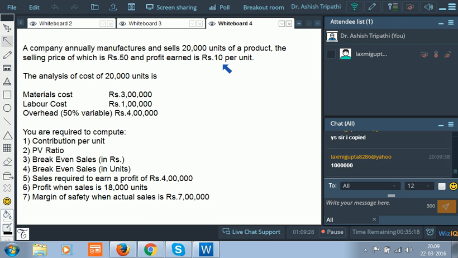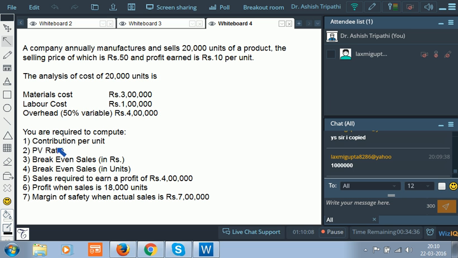And profit earned is rupees 10 per unit. So we will be able to calculate profit also. So 20,000 into 10 will become your profit. That will be 2 lakhs. The analysis of cost of 20,000 units is material cost 3 lakhs. Okay. Labor cost 1 lakh. Okay. Overhead 50% variable 4 lakhs. That means in this 4 lakh 50% is variable. 50% means 2 lakh. 2 lakh is variable and 2 lakh is fixed.